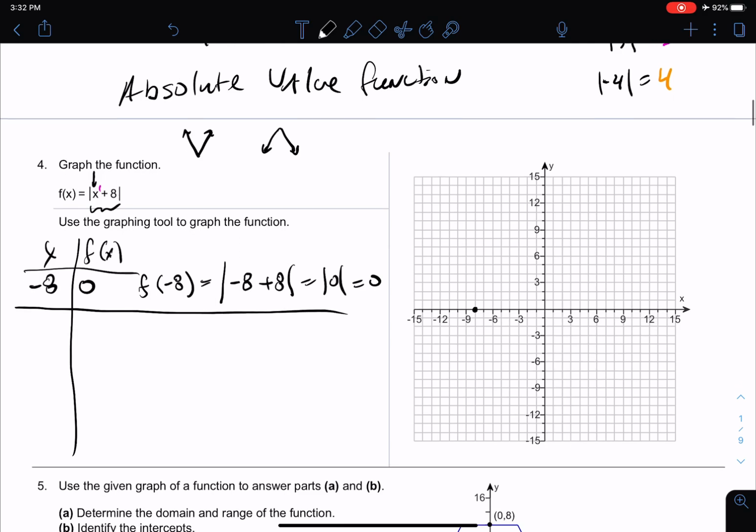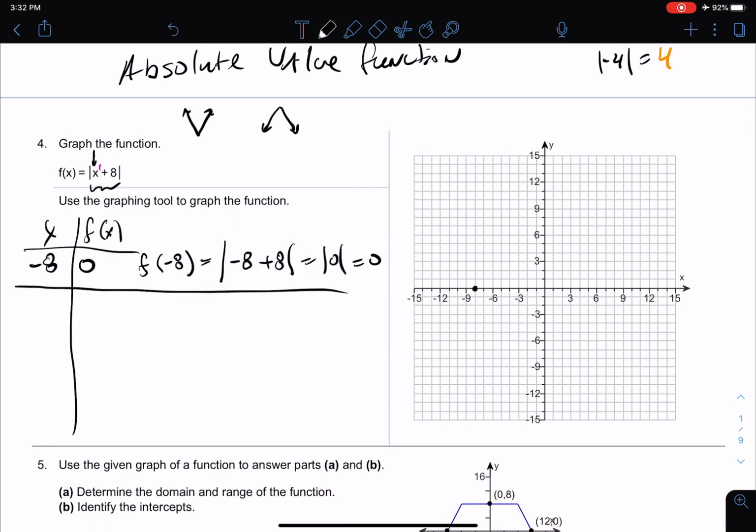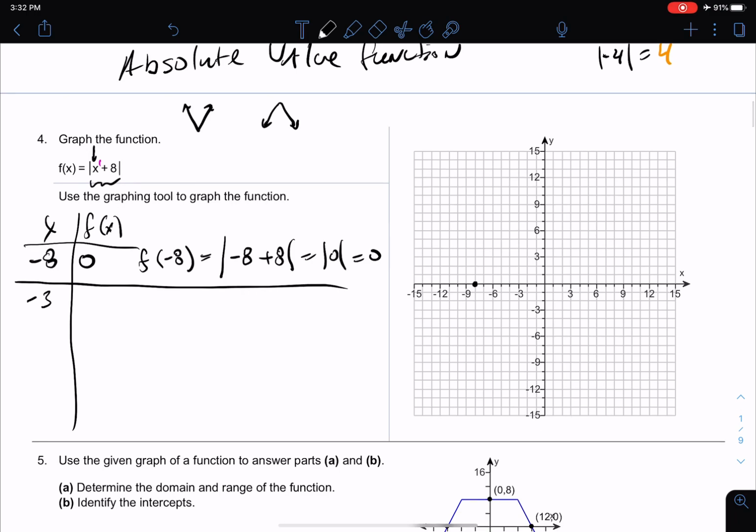So after you get that first point, the point that makes that absolute value expression 0, then I would recommend getting a point to the left and to the right. What students do at this point, sometimes, is grab another point, like negative 3. Then f of negative 3 equals the absolute value of negative 3 plus 8, and we know that's the absolute value of 5, and the absolute value of 5 is 5.